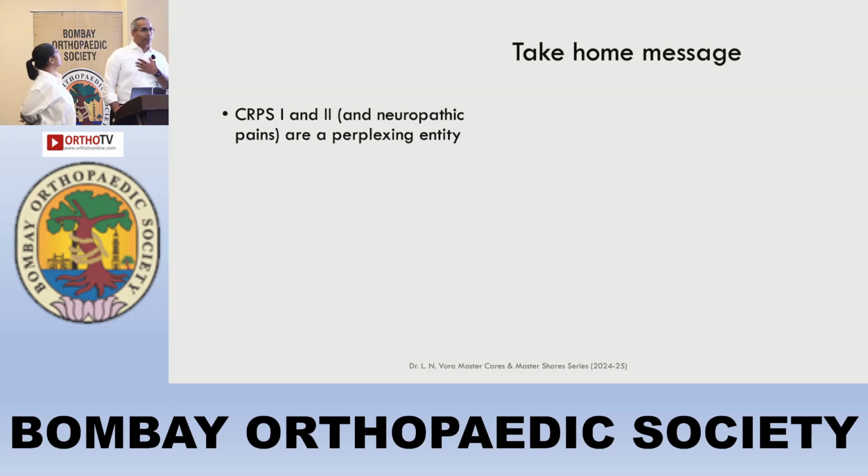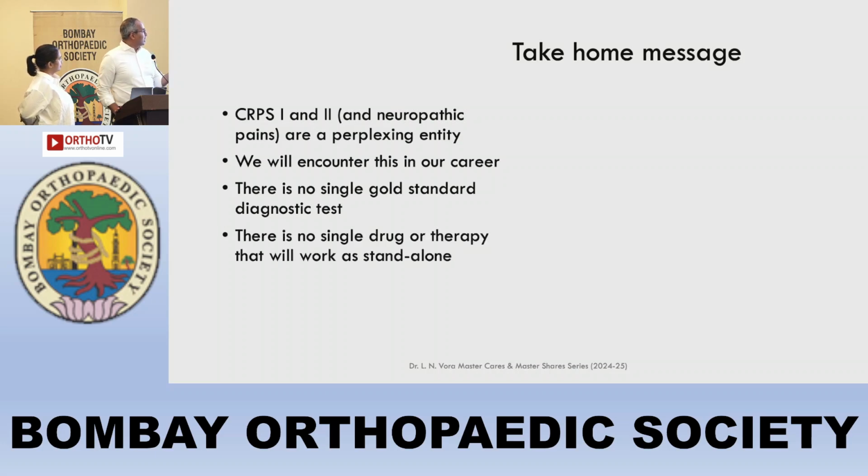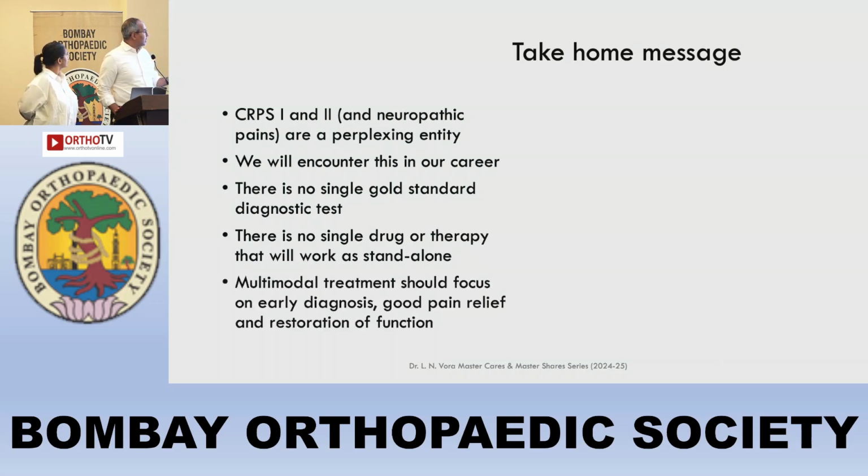So the take-home message that we have at the end of this is that, from the pain point of view, CRPS 1 or 2, where there is nerve injury, they are perplexing. We will encounter this at some point of time. There's no single gold standard diagnostic test. Even today, it's clinical. And there is no single drug or therapy that will work as a standalone. I think it's complex, because if you have to address the emotional factors, the physical rehabilitation factors, and multimodal treatment should focus on early diagnosis.